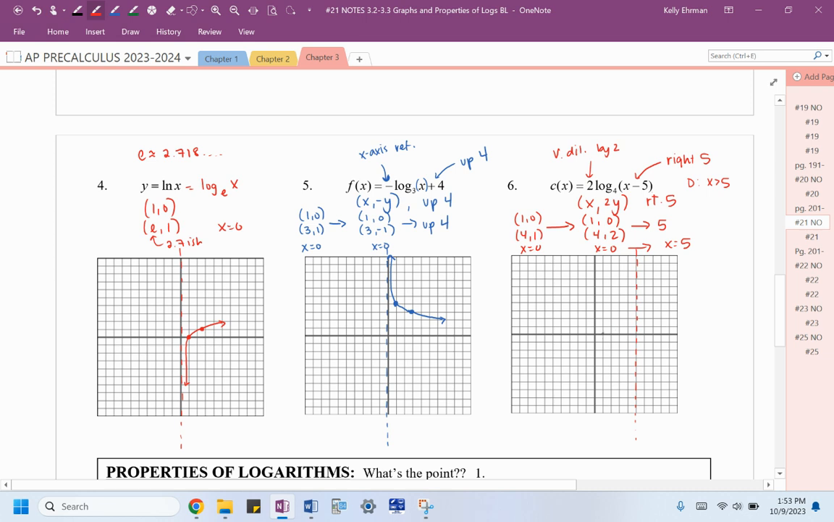Okay, so (1, 0), and then we shift this right 1, 2, 3, 4, 5. And (4, 2), 1, 2, 3, 4, 5. And sketch that in.